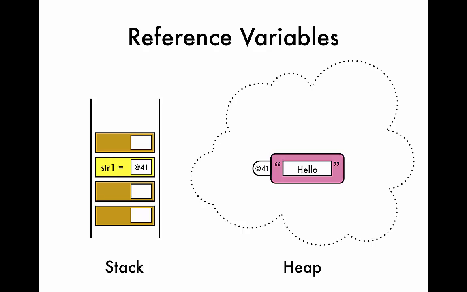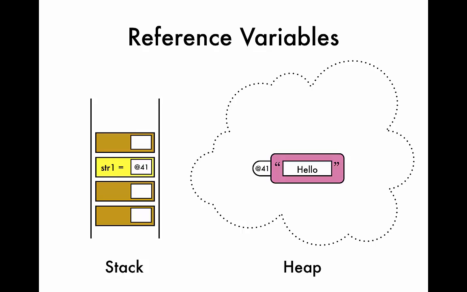For example, the type String with a capital S is a reference type. In this picture, str1 is a variable of type String. Since str1 is a reference variable, it has a reference value, which in this example is 41. And that reference value is a memory address. The memory address is the location of a String object on the heap that contains the word hello. So the reference value of str1 is 41, and the object value of str1 is the String hello.